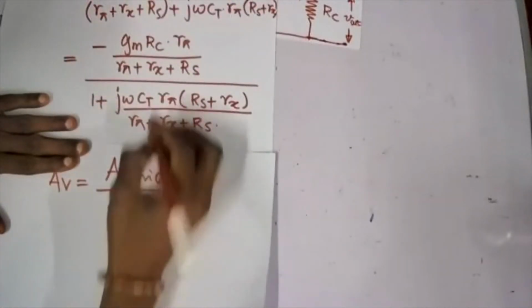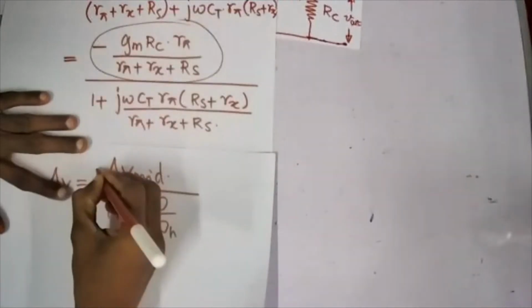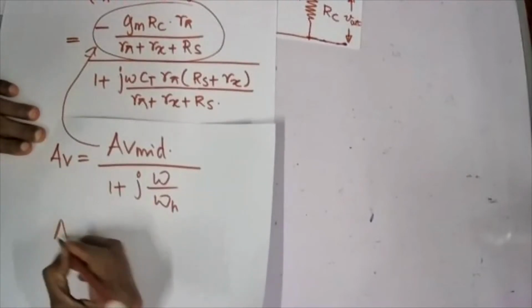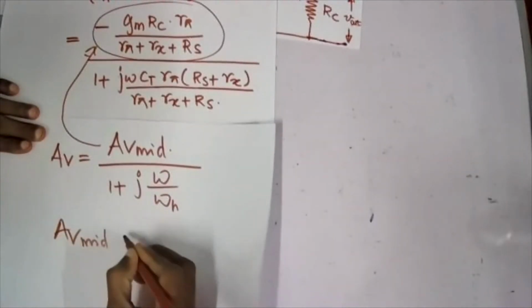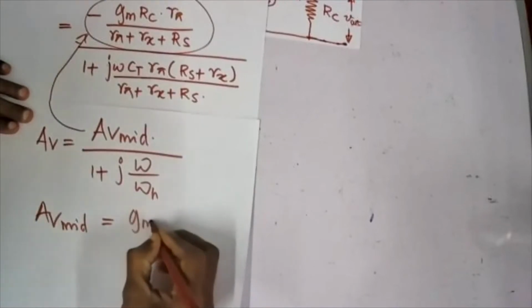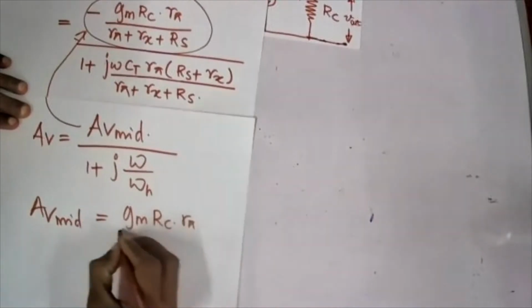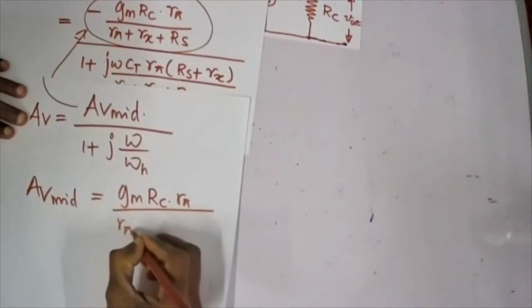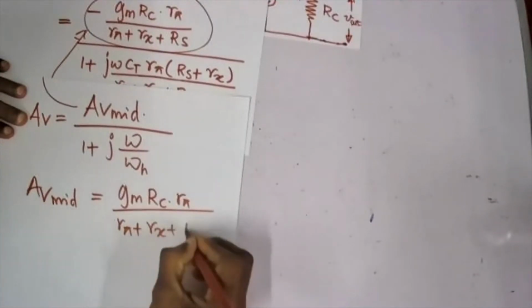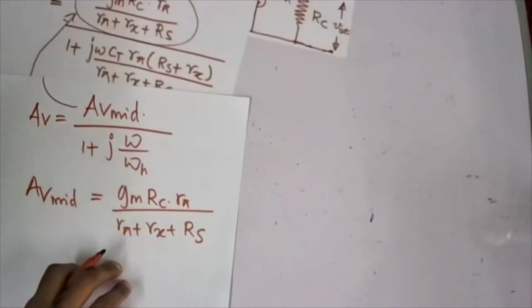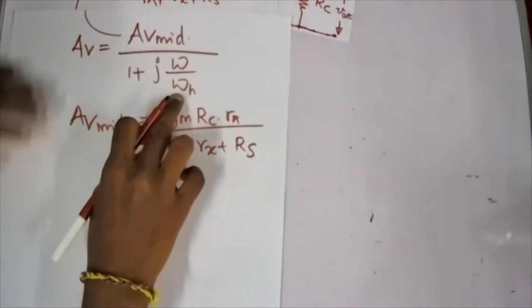So now from this equation, we can say that AV mid is the whole term. So I can simply write my AV mid equals Gm into Rc into R pi divided by R pi plus Rx plus Rs, right? So that will be our mid-band gain. And then now omega h.